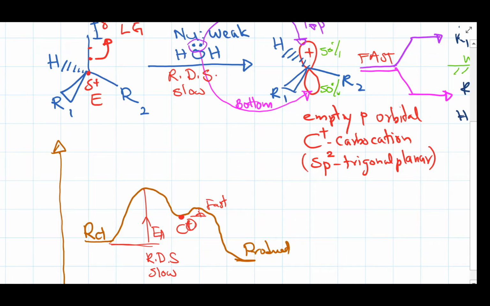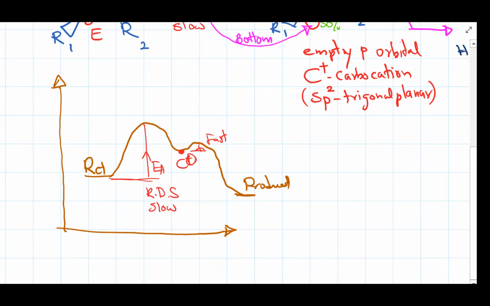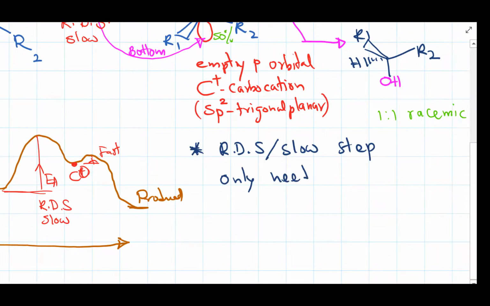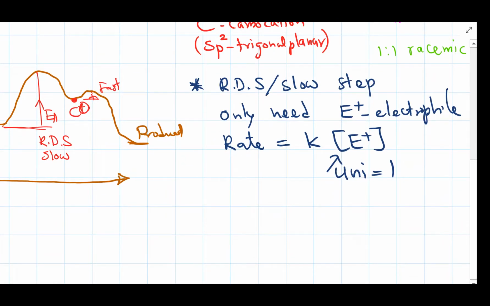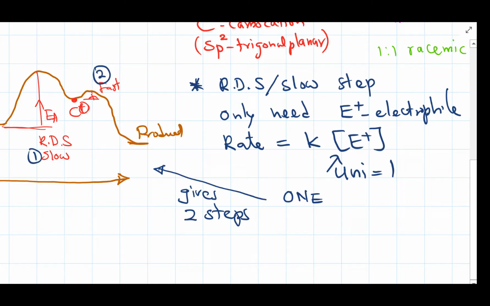Now we can also mention the rate of the reaction. In the RDS, the rate determining step, the only thing you have is the electrophile, sometimes called the substrate. Therefore, the rate is equal to k, the rate constant, times the electrophile only, because it's unimolecular. Only one thing is important for the rate determining step, and we said the nucleophile is weak, so it's not doing much there. Uni means one. Just remember 1 and then 2: unimolecular gives you 1, and it gives you 2 steps. Think like that. Okay, so that's it.